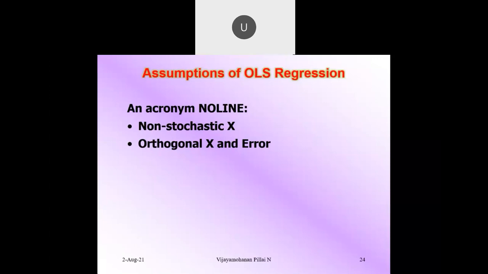The next assumption is the no autocorrelation assumption. That is, the error terms are not serially correlated. So there is no autocorrelation as such. We will study this autocorrelation when we come to time series econometrics. This particular assumption also is called independence of error. That is, the error terms are independent of each other.